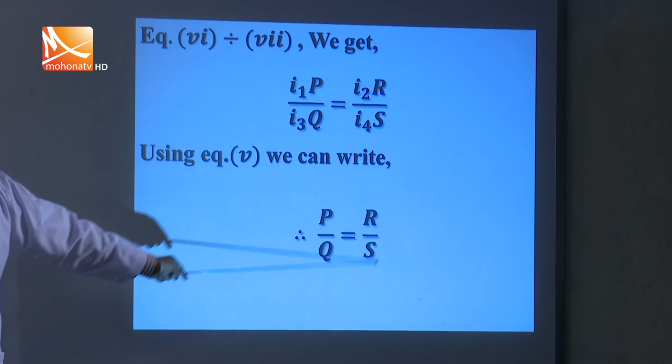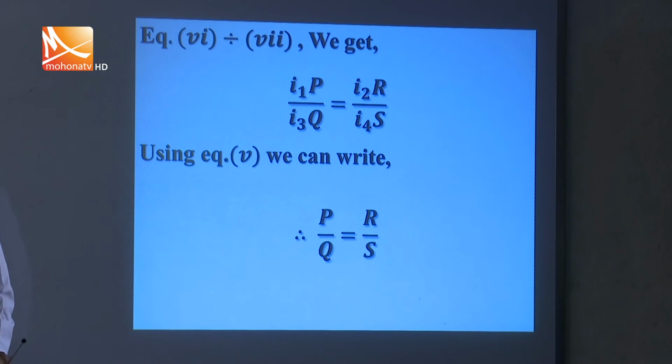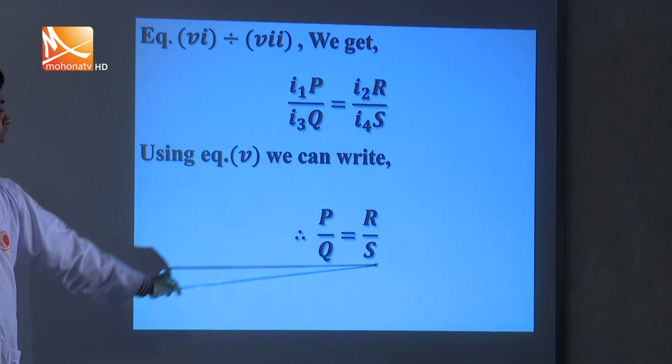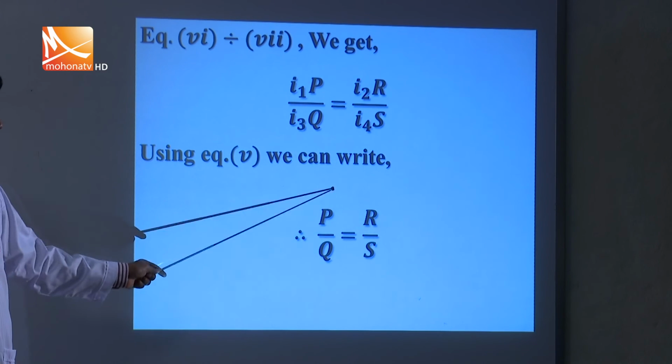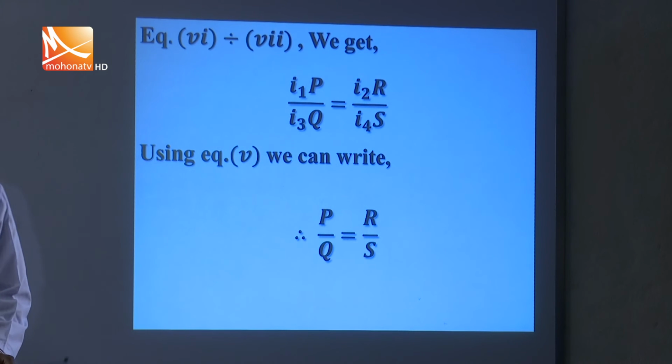So, this is the balance condition. That means, in order to get the balance condition, you have to arrange the 4 resistances in this ratio. That means the ratio P by Q must be equal to the ratio R by S. Then, no current will flow through the galvanometer. That is the balance condition.